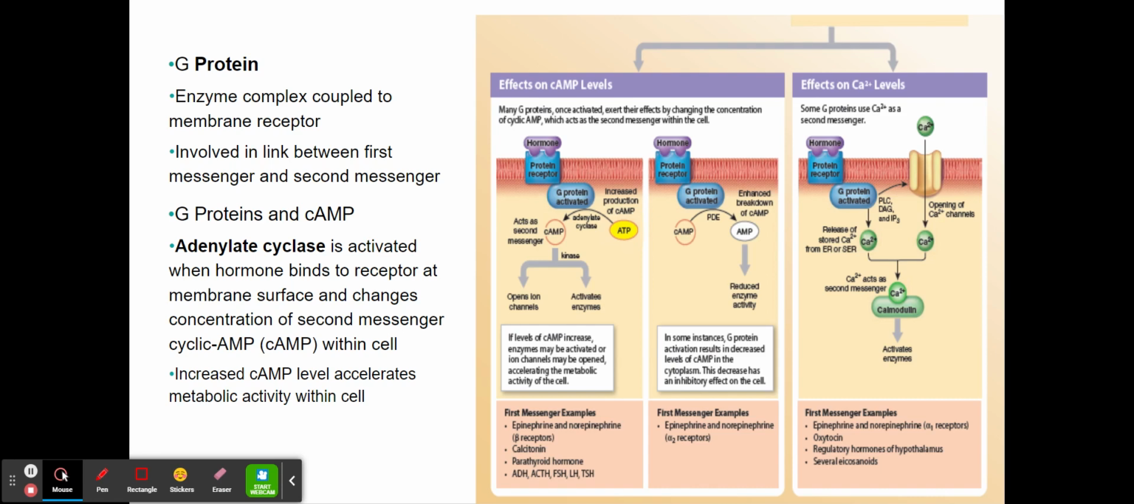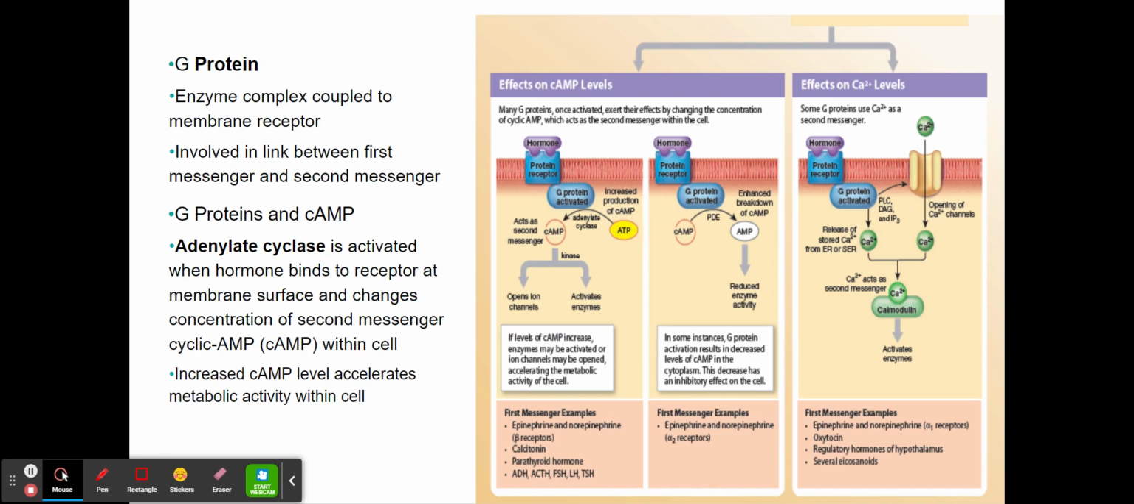We're going to break down this picture a little bit further as well. What happens next depends on the nature of the G protein and its effects on secondary messengers in the cytoplasm. Roughly 80% of prescription drugs target receptors coupled to G proteins. First, let's talk about G proteins and cAMP.